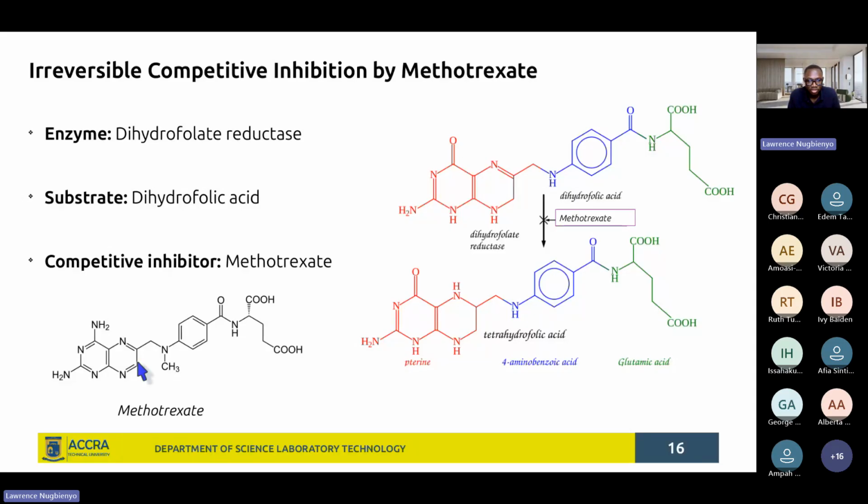And you can also see on this nitrogen in methotrexate, there's a methyl group, CH3. But in dihydrofolic acid, it's hydrogen. There is no CH3 there. I think all other things are the same for the molecule. If you compare the two, those are the only differences between them. But this molecule methotrexate looks very much like dihydrofolic acid.